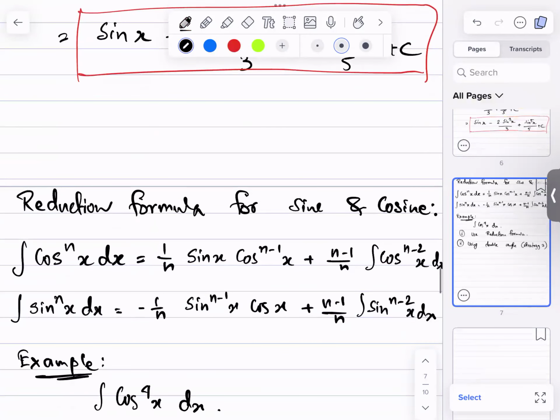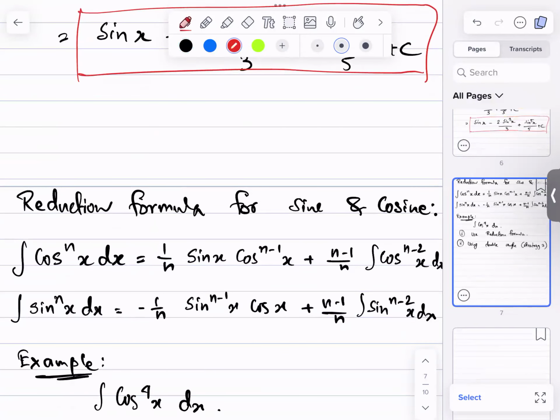And this is the reduction formula for sine and cosine. So see that if you have sine to the n, then you can use this formula. The right hand side involves again cosine to the n minus 2x dx.